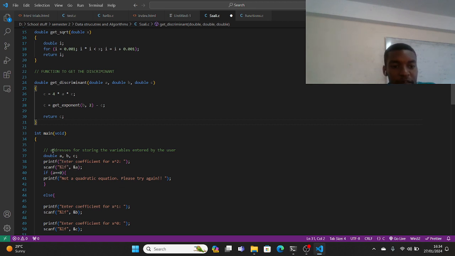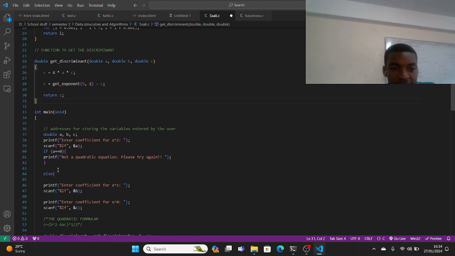So here we have our main function. Obviously, I had to get input from the user. I had to first create storage space for the 3 variables that I need from the user.